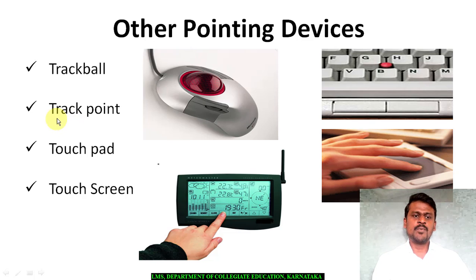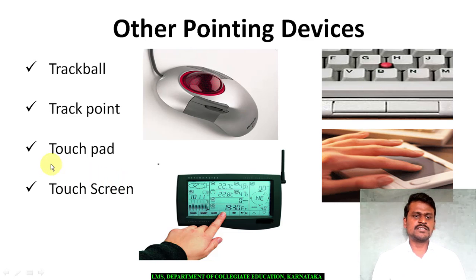Next is the track point. You can see this red color point. This point is called a track point, which is placed in a keyboard. In a keyboard, there is something called a track point, which allows the user cursor movement as well as selecting any particular file. This type of pointing device, we call a track point. These are placed within the keyboard, and they are not a separate pointing device. They are embedded in the keyboard only.